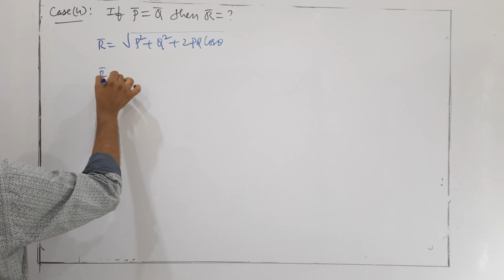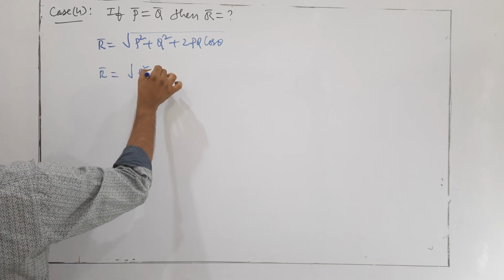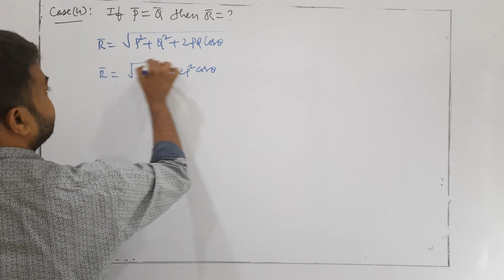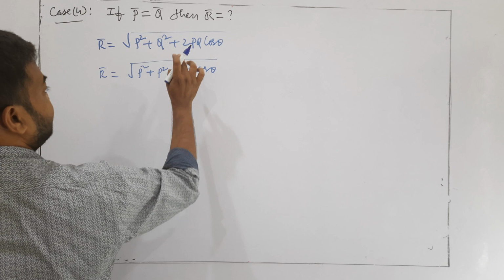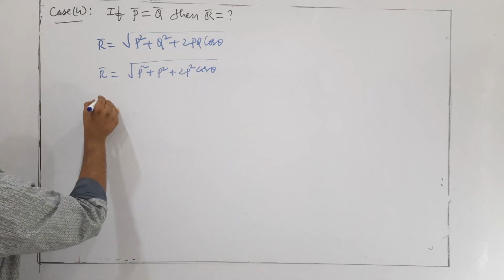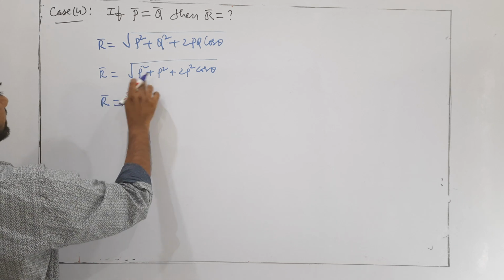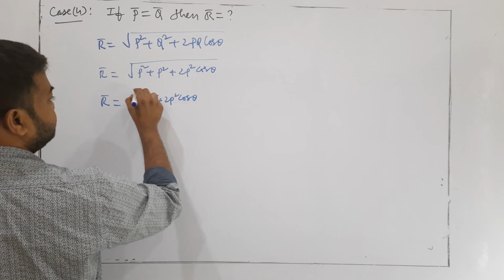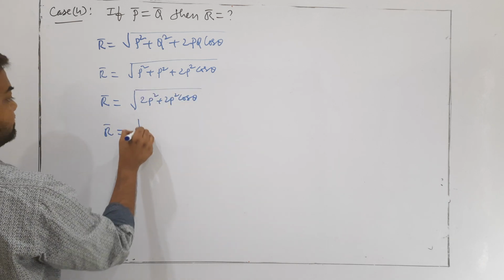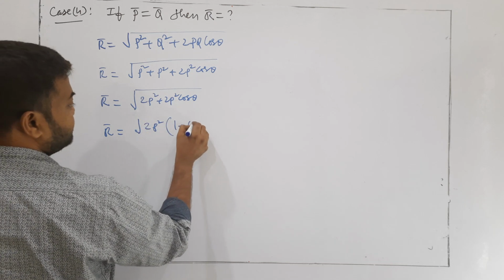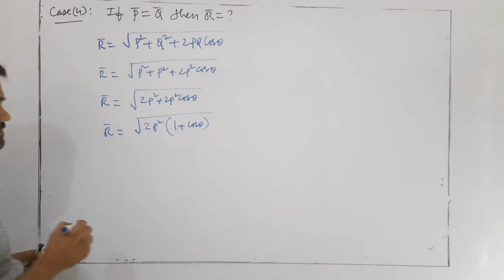Therefore r bar is equal to root of p square plus p square plus 2p square cos theta, because p is equal to q. That's why I can write p square, this one is p into p. And what is the resultant? Root of p square plus p square, 2p square plus 2p square cos theta. Therefore finally r bar is equal to, better to take 2p square common, then 1 plus cos theta.